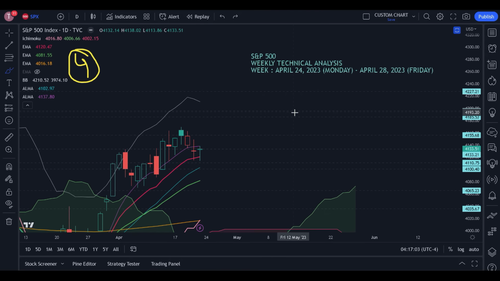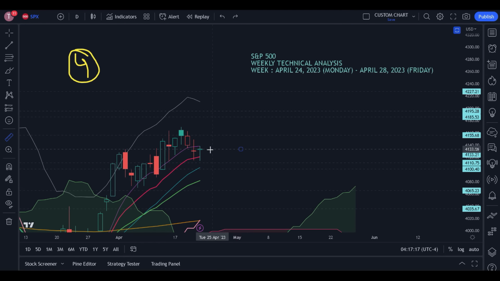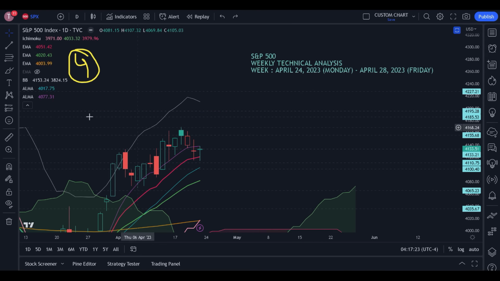Now, because of the monthly closing, the S&P 500 is a little under pressure to close above 4155. Because if you see, 4155 is not that far. How much is it? 4155 is hardly half a percentage point, or 0.5%. That's it, so it's not that far. However, it is very far.